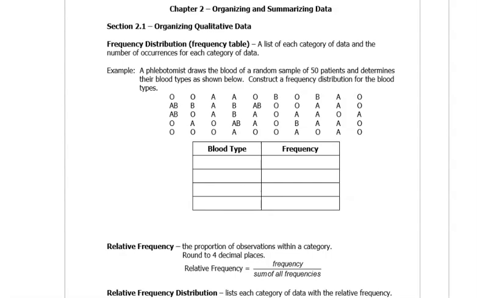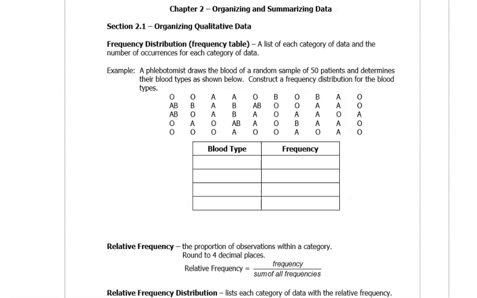Hello everyone, welcome to the first part of the Chapter 2 notes videos. Here we're going to actually start doing some real work, I guess. We're not just going to be defining a bunch of words, we're going to be actually making some charts and graphs so we can start organizing some data that way.